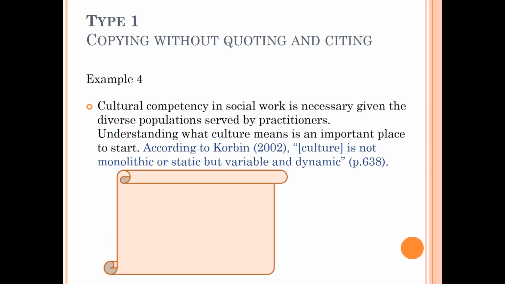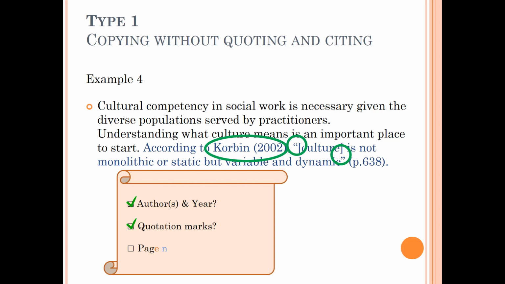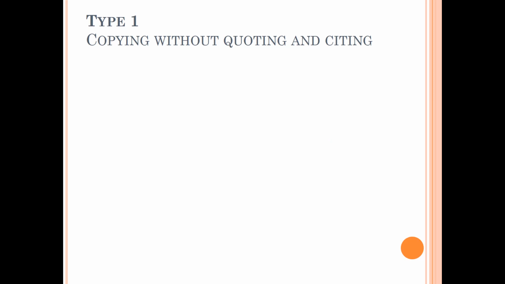So think of it as a checklist. When you're wanting to provide a quote, ask yourself, did I include the author and the year? And in this case, yes. So great, we're good with that. Did we provide the quotation marks? Yes, so we're good with that. Are there page numbers listed where the quote can be found in the original source? Yes, so we're good. So we have not plagiarized. We have given the source the proper attribution.